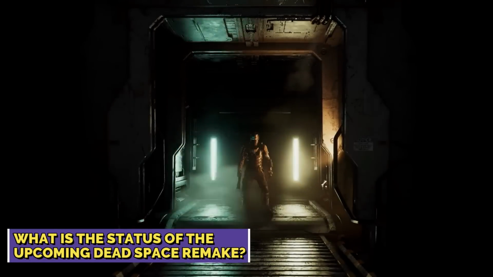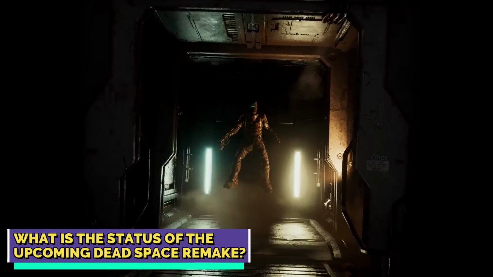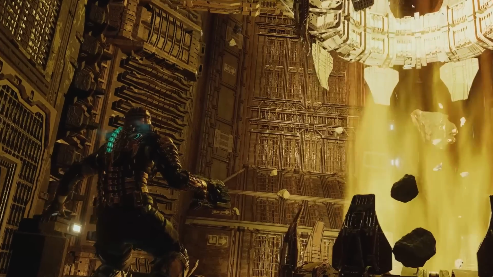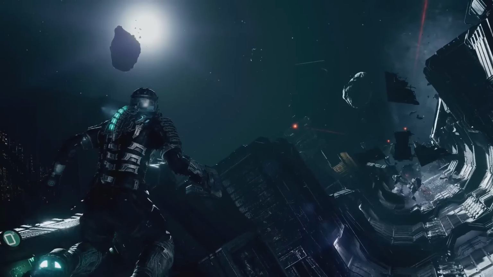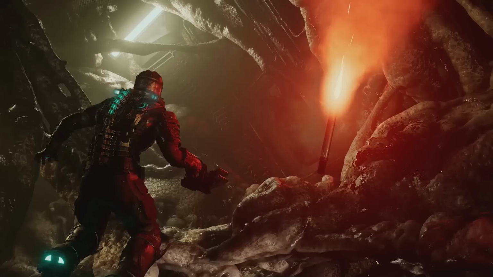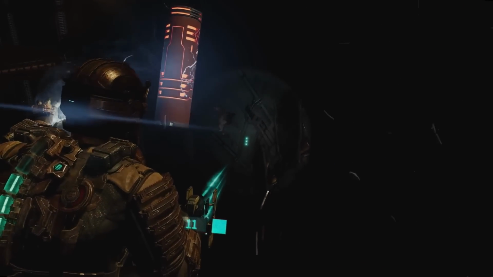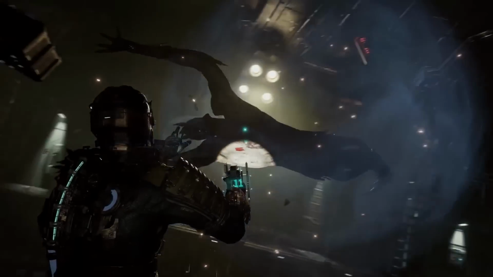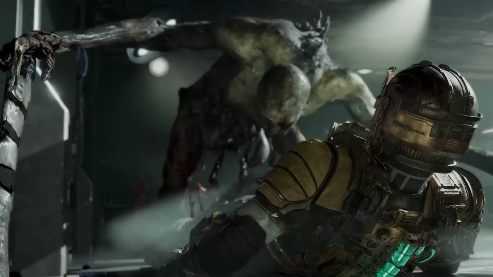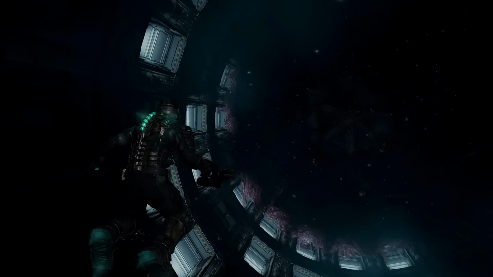What is the status of the upcoming Dead Space remake? While fans have been looking forward to a Dead Space remake for quite a while, Motive Studio and the game's creators have announced that the remake is complete and set for release and distribution on the 27th of January 2023. Rumors about the remake first began around July 2021, and it was stated that Motive Studios is creating a remake in the same horror setting as the original game.